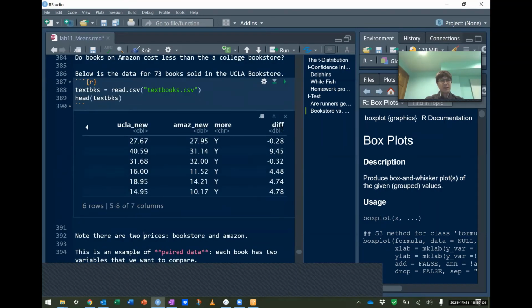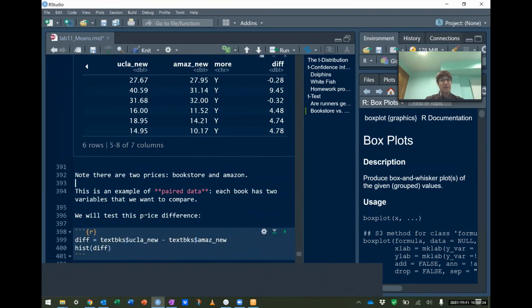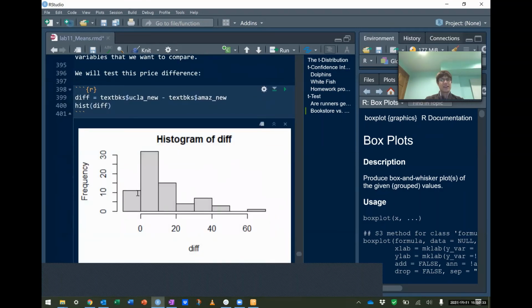Well, there's a lot of things going on here. You see there's an Amazon price and the UCLA bookstore price. We're going to look at, do these means differ, right? And the way to do that test when it's paired data is just look at the difference of the means. So if I want to find the difference, my variable here is textbook, I'm going to look at the difference of my UCLA new prices and the Amazon new prices. So if I look at that difference, here is a histogram of the price difference. See that 0 would be no price difference. On this side, these are books where the UCLA price is more. These are books where the Amazon price is more.